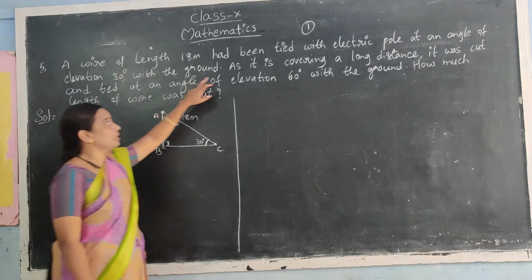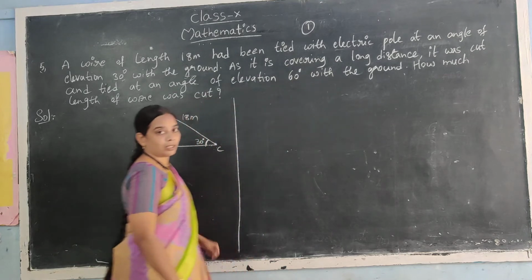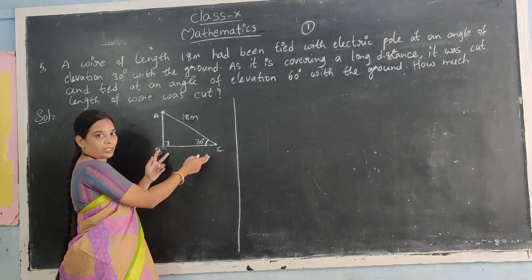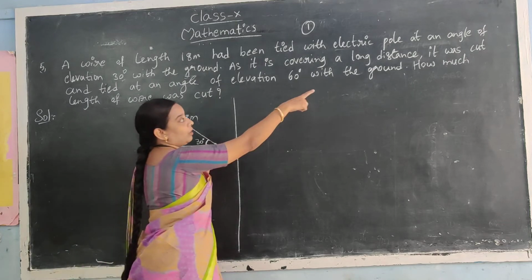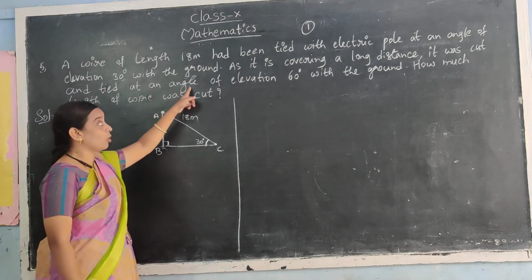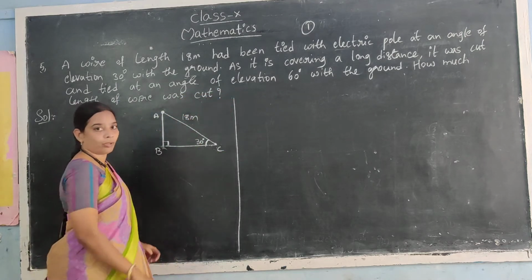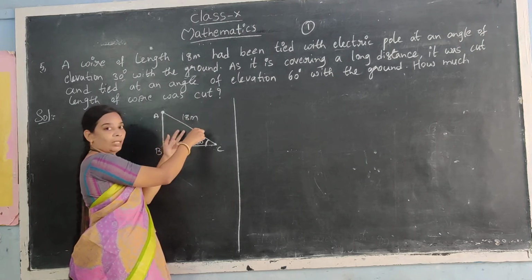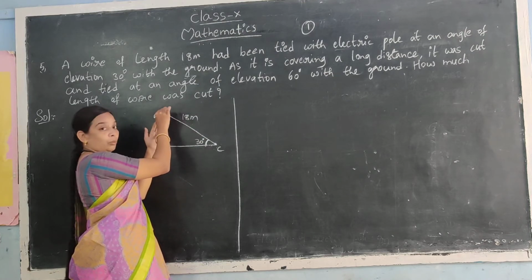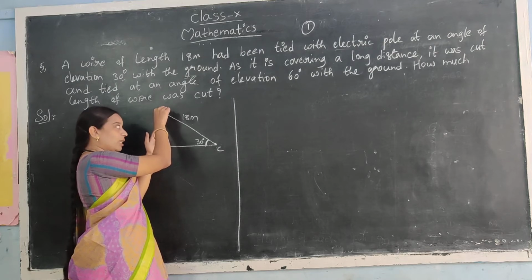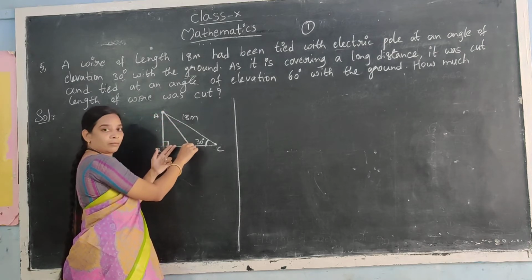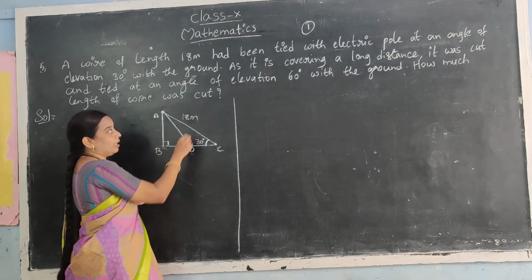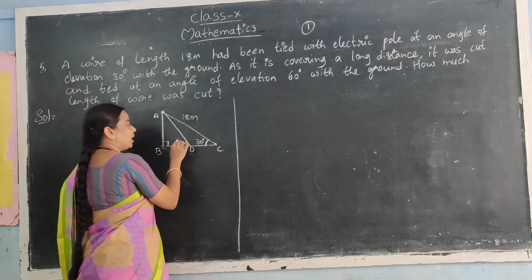Next sentence: as it was covering a long distance. See this figure, it covers a long distance. So it was cut and tied at an angle of elevation 60 degrees with the ground. That means I have to cut this wire and again tie it to the electric pole and leave it, so that the other end touches the ground like this. This is the point D. Again an angle of elevation is formed. How much angle? 60 degrees.